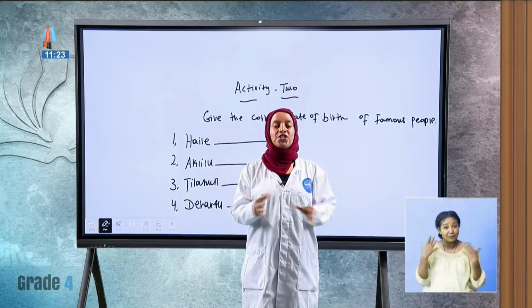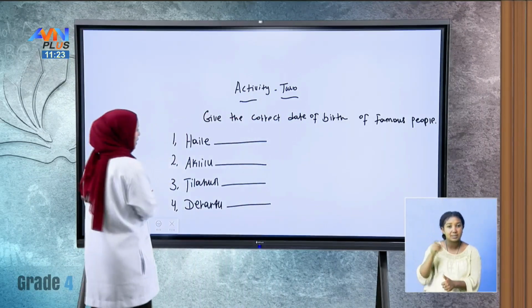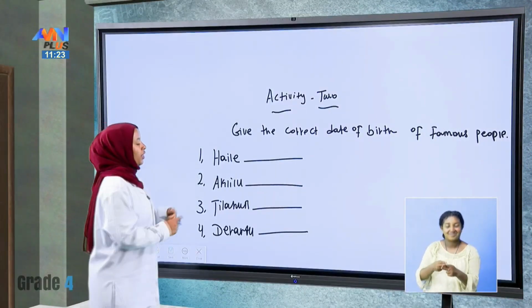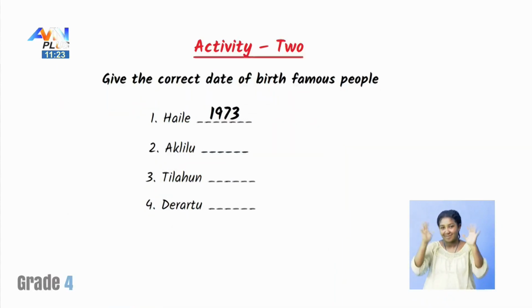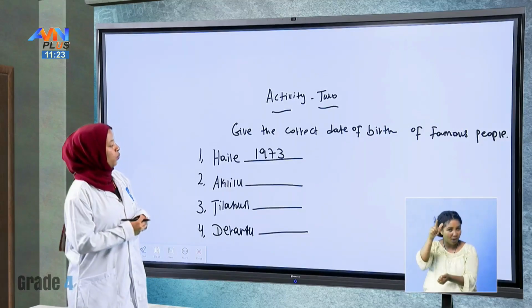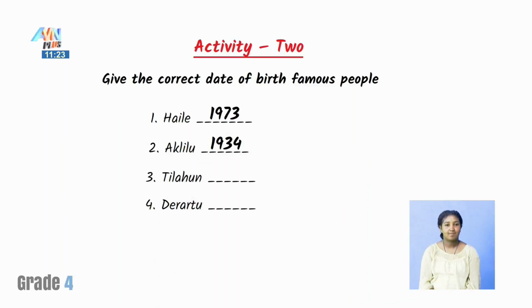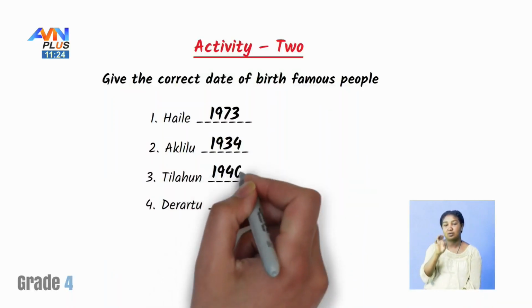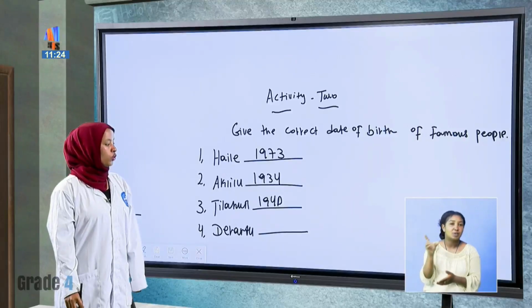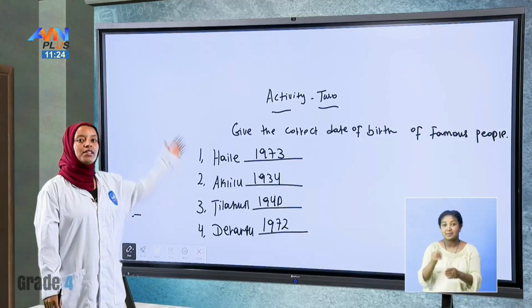I hope you have all finished your activity. Let us do it together. The first famous Ethiopian person is Haile Gebrselassie. He is a famous runner. He was born in 1973. Bravo, students. The next one is Dr. Aklilu. He was born in 1934. The third one is the famous Ethiopian singer, Tilahun Gessese, 1940. The next one is Derartu Tulu. She was born in 1972. Bravo, students. This is the correct answer.